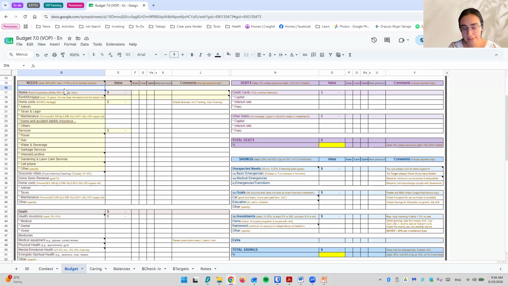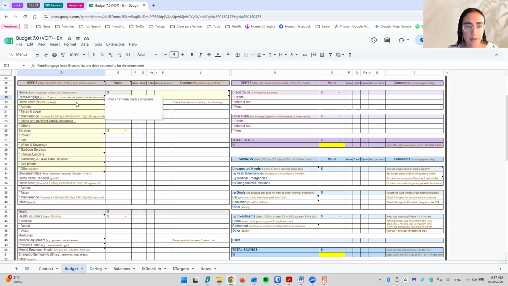So let's start. If you're seeing this recorded, just pause it, and then you put needs, value, automation, care, optimization, and personal ideal. Those are your titles, okay? And then we start with the housing part.